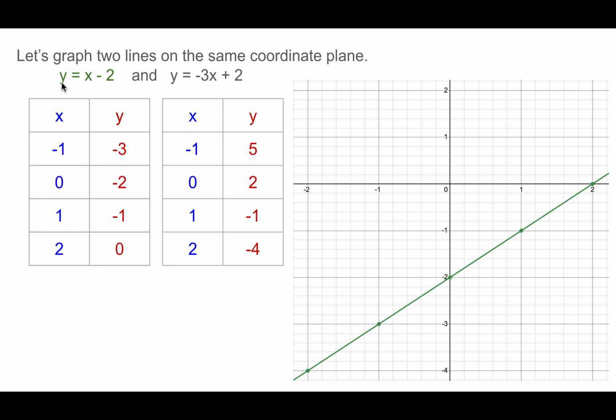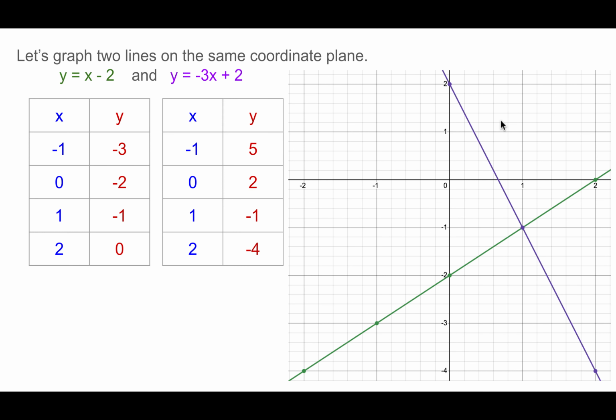Now I can graph this, and my first line, which is y equals x minus 2, is the green line. So the ordered pairs are -1, -3. There's my -1, -3. 0, -2. 1, -1. And lastly 2 comma 0, and I'm not going up or down because it's right on the x-axis. And again, I can draw a line to connect those points.